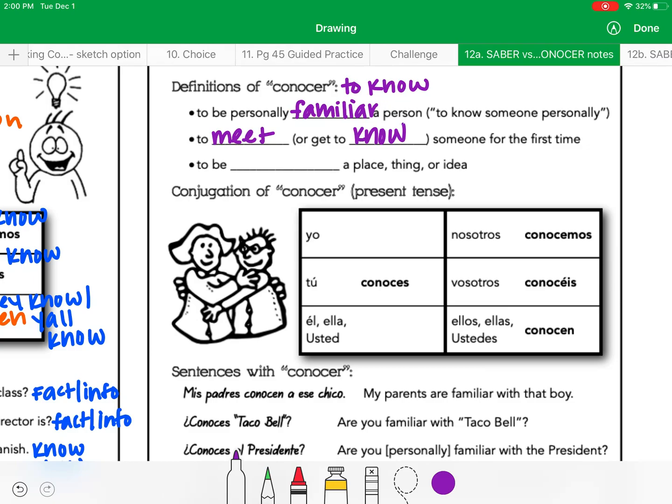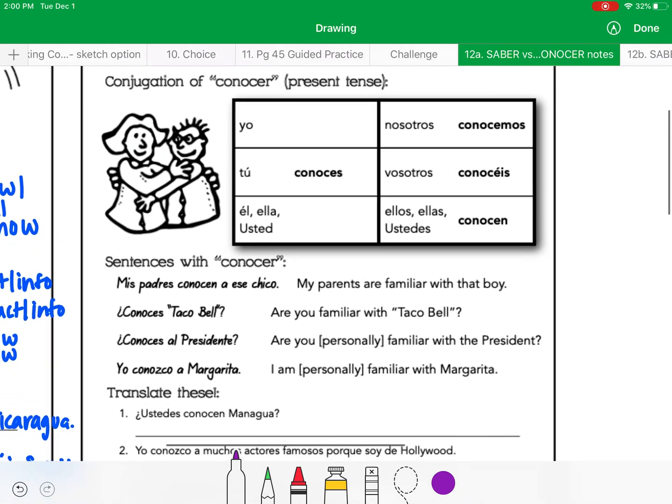And the last one is to be familiar with a place, a thing, or an idea. So you actually know. Like, I might know that Washington, D.C. is the capital of the United States, but I'm not familiar with it. I've never been there. But I know that Lubbock is where Texas Tech men's basketball plays, and I know Lubbock. I'm familiar with it.